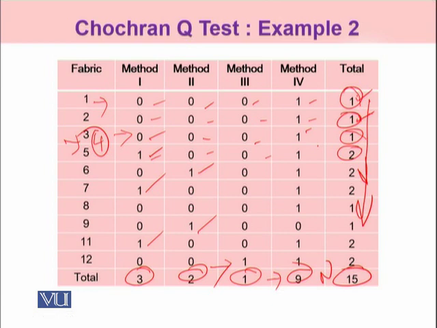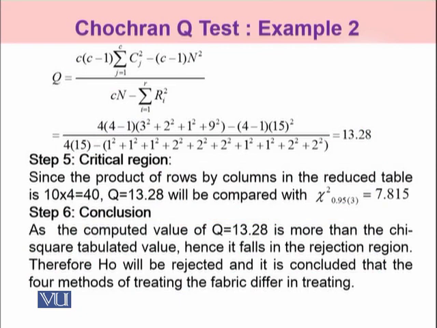Once you are done with that, students, we can put all these values in the Q formula to obtain the desired results. So in Q, first you have the total number of treatments, 4 into 4 minus 1, and here you will take the sum of squares of the treatments. The first treatment's sum was 3 squared, plus the second treatment's rank sum was 2 squared, plus 1 squared. And lastly, for the last treatment the rank sum was 9.